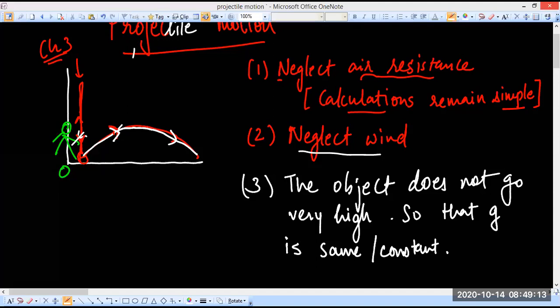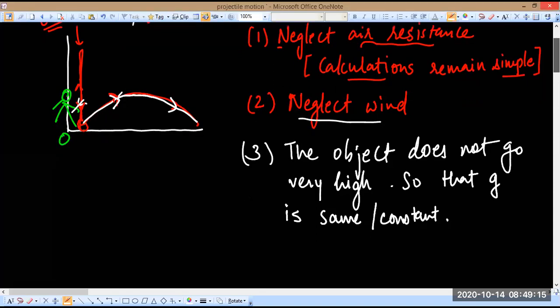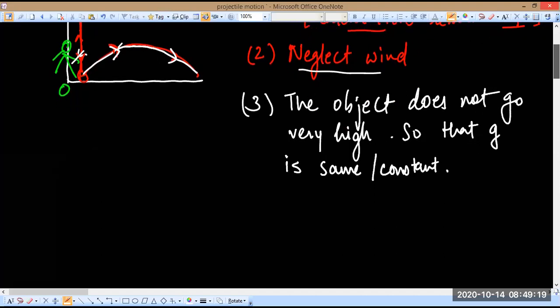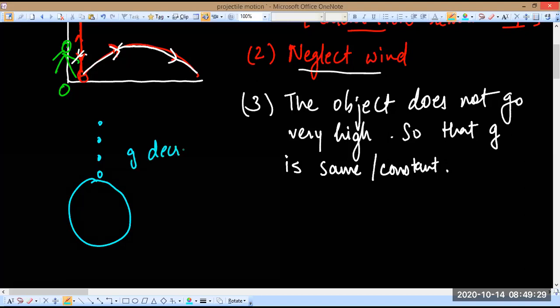Okay, earlier in 9th standard, you might have studied this, that as you go high above the earth, the value of g will decrease. Are you aware of this? Here it is 9.8, but if you go quite high, it's going to be like 9.1 and 9 and all that. Do you know that, people?